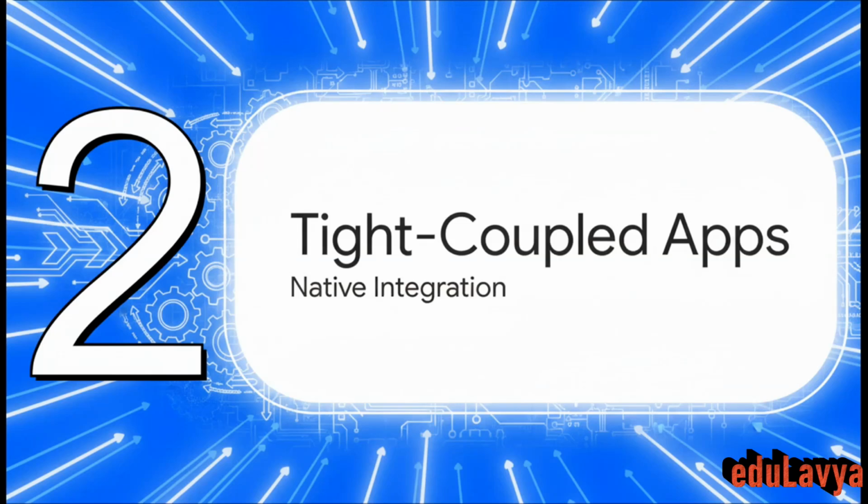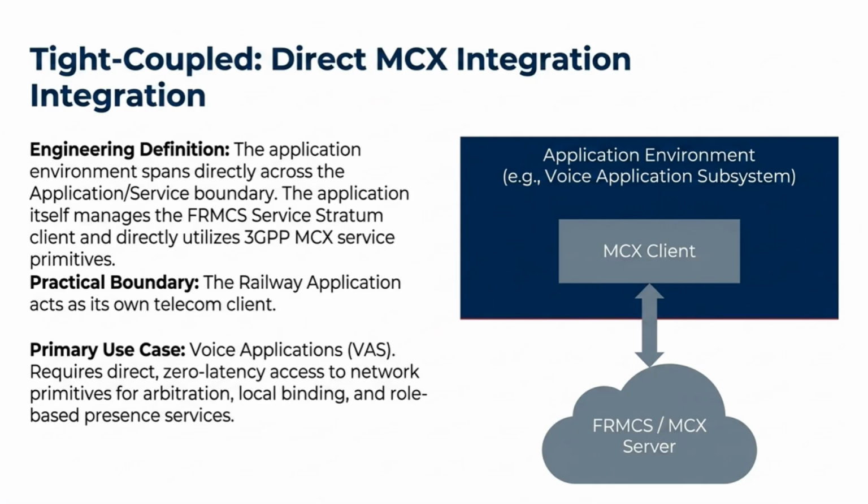Section 2. Tight-coupled applications. Let's look at the most direct connection we have. In the tight-coupled regime, the application and the network are highly integrated. The application environment actually reaches right across that boundary between the application and service stratum because it natively encompasses the FRMCS service client within its own software. It doesn't need to ask a gateway to translate its communication requests. It natively speaks the network's language.